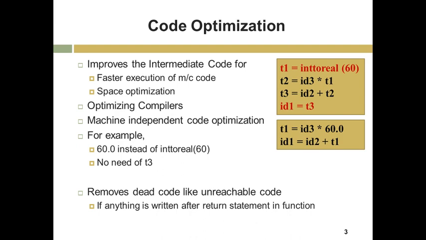Another role is that it removes dead code like unreachable code. For example, if we write anything after a return statement in a function, then we get a warning that it is unreachable code, and the code optimization phase will remove such statements, which are also known as dead code.